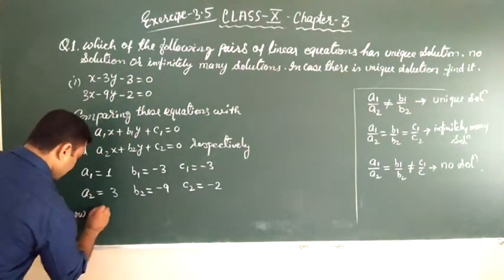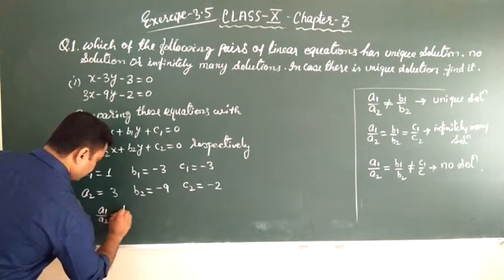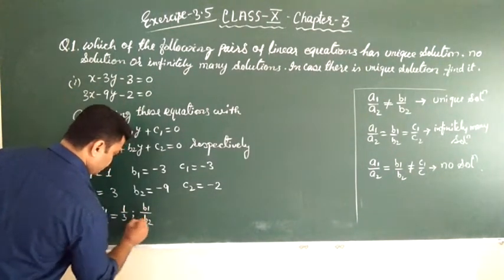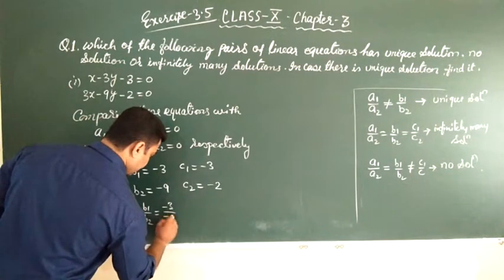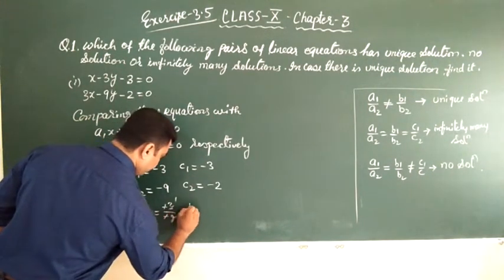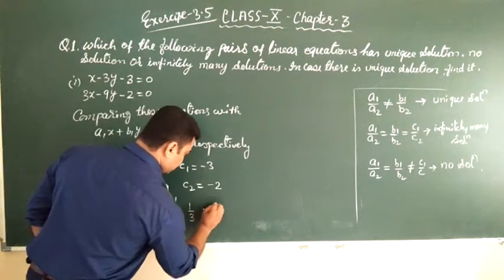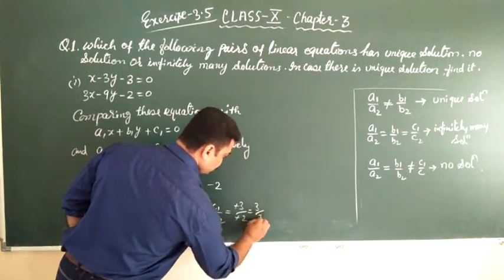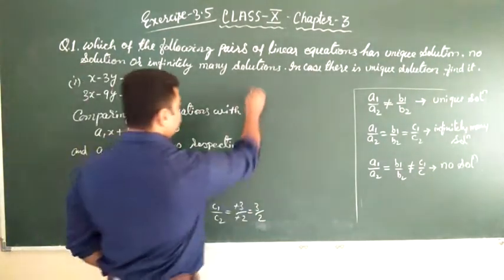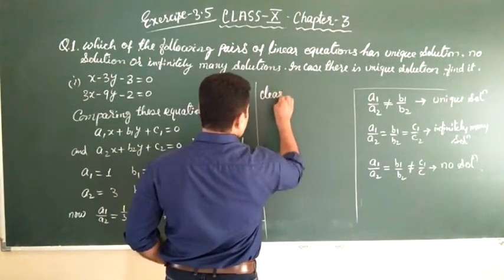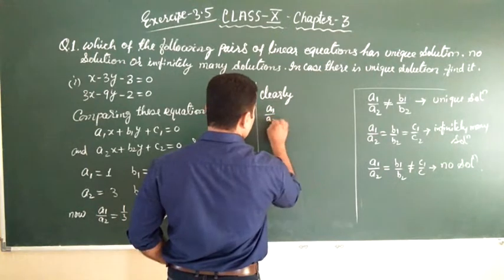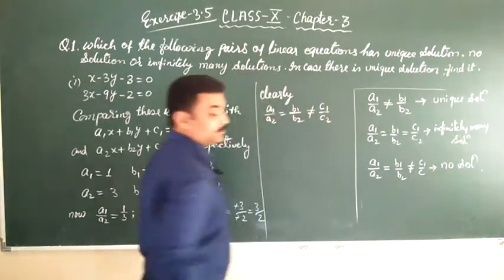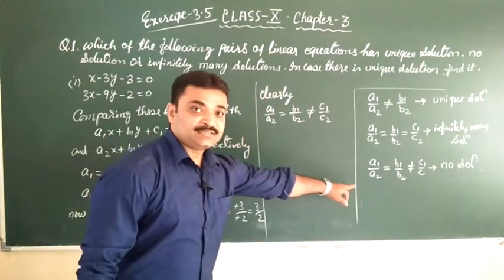Now A1 upon A2 is equal to 1 upon 3. B1 upon B2 is equal to minus 3 upon minus 9, that is 3 1 is 3, 3 3 is 9, is equal to again 1 upon 3. And C1 upon C2 is equal to minus 3 upon minus 2, minus minus cancel, is equal to 3 upon 2. Here we will write clearly: A1 upon A2 is equal to B1 upon B2 is not equal to C1 upon C2. That means the third condition is satisfied.